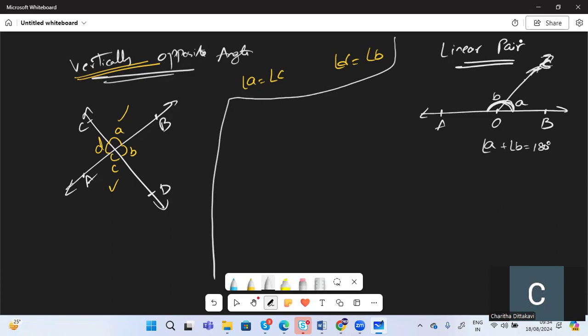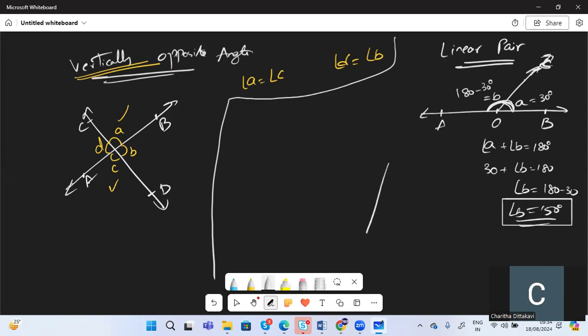Suppose I give angle A equal to 30 degrees, can you tell me what is angle B? B will be 180 minus 30. How are we getting that? 30 plus B equal to 180. So angle B will be equal to 180 minus 30, that will be your 150 degrees. That is your angle B. Clear? Suppose I give you this will be 50 degrees, and what could this angle be? X degrees. Whenever you find a straight line, 180 degrees, X plus 50 degrees is 180 degrees. So X is how much? 130 degrees. Clear?